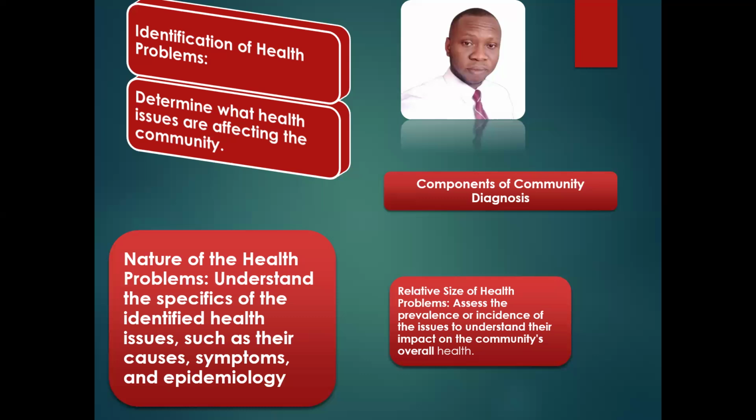Who is affected? What's the total number of persons affected? What is the incidence? That is, what is the number of new cases of that disease? What is the existing case of that is known as the prevalence. So when we look at the prevalence and the incidence, we know this condition has a higher chance of claiming the lives of these people in this community and can cripple economic activity in this community. So that's why in the community diagnosis, we look at the identification of the health problem, the nature of the health problem, and the relative size of that health problem.